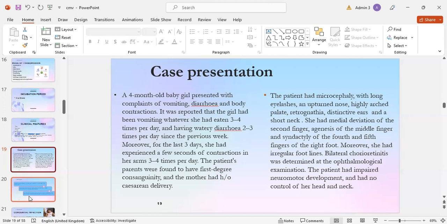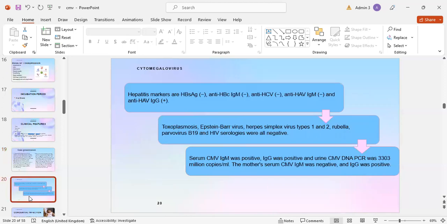Bilateral chorioretinitis was determined at the ophthalmological examination. The patient had impaired neuromotor development and had no control of her head and neck. Investigations were done.